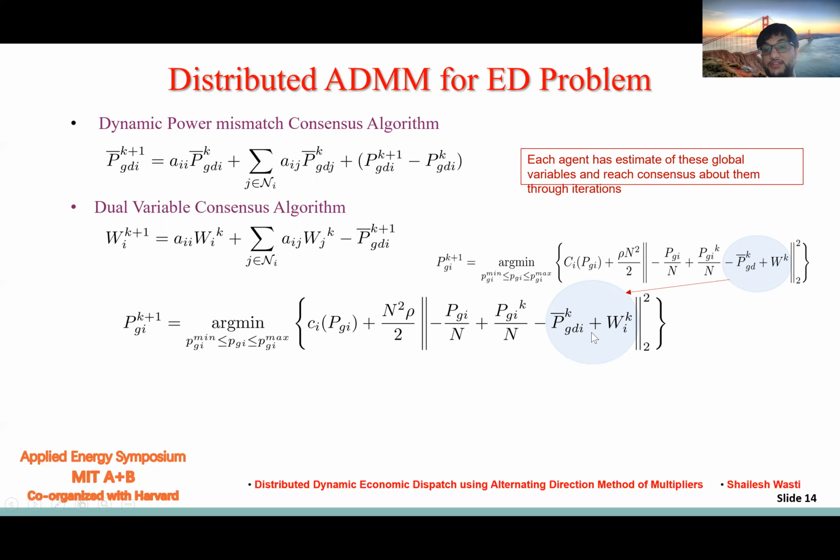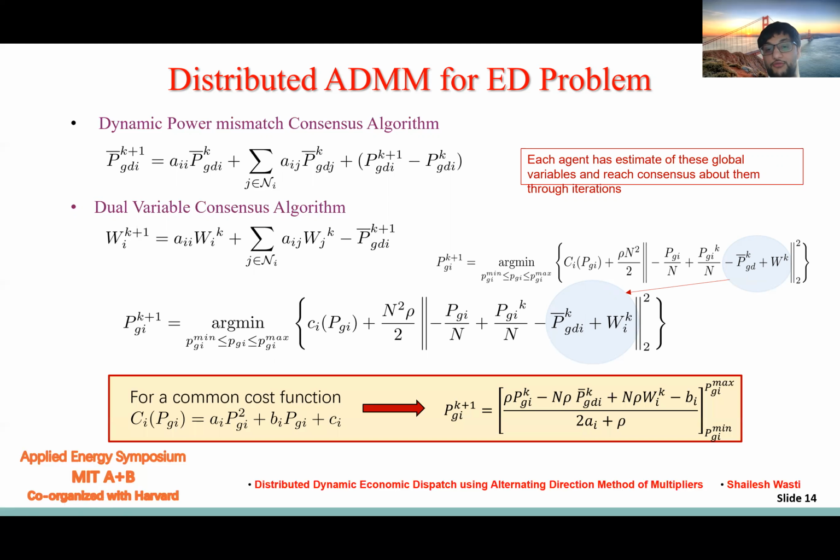So now the problem changes from a decentralized setting to a distributed setting. You see these two variables were global here, and here it's localized. So it now no longer needs that dual updater. For a common cost function, if we differentiate this, we get P_Gi at k plus 1 at this value. So this is now a completely distributed form of ADMM.